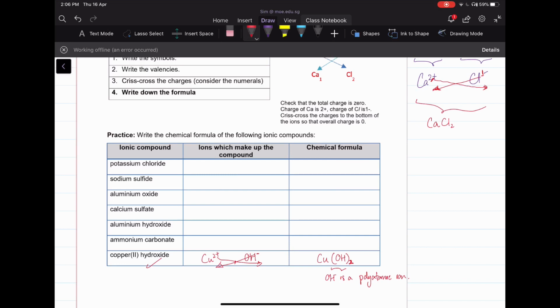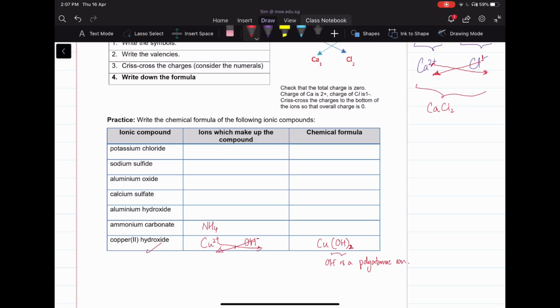Now, some other questions might require you to do that. For instance, if you look at the one above it, ammonium and carbonate. Ammonium is NH4 plus. Carbonate is CO3 2 minus. Now, once again, you're looking at polyatomic ions. You're looking at very big ions.